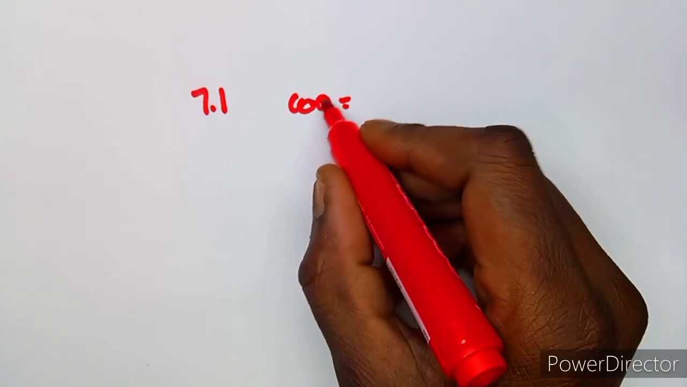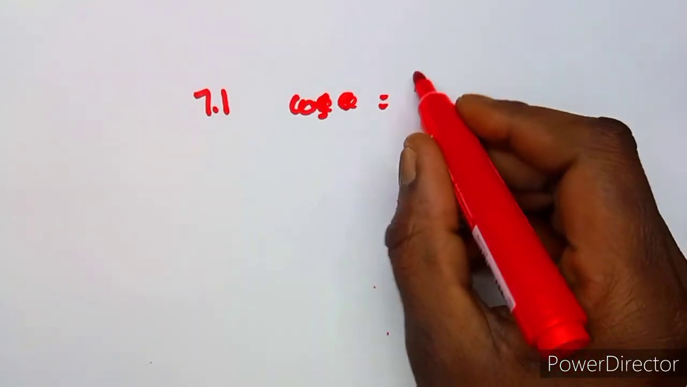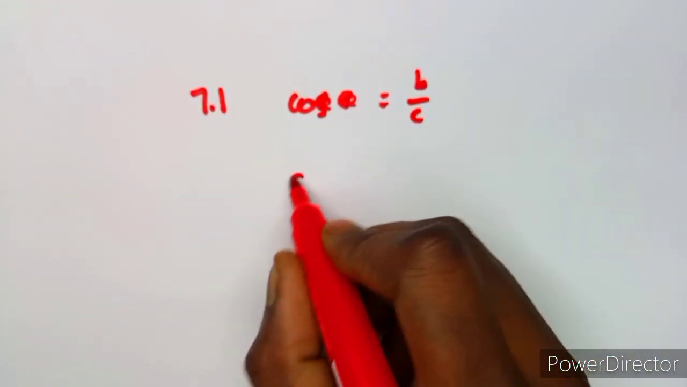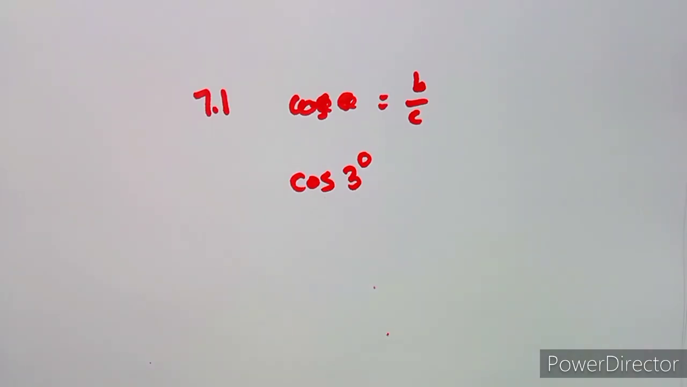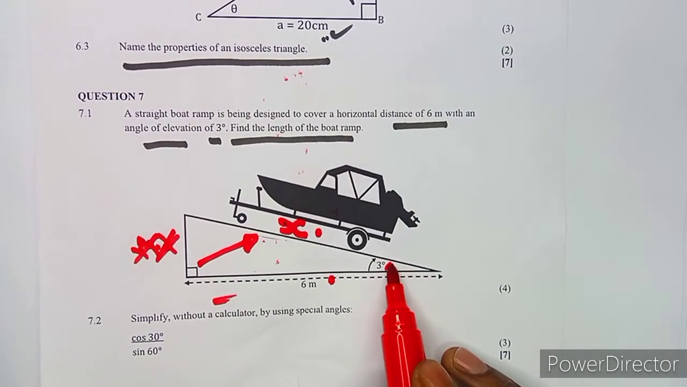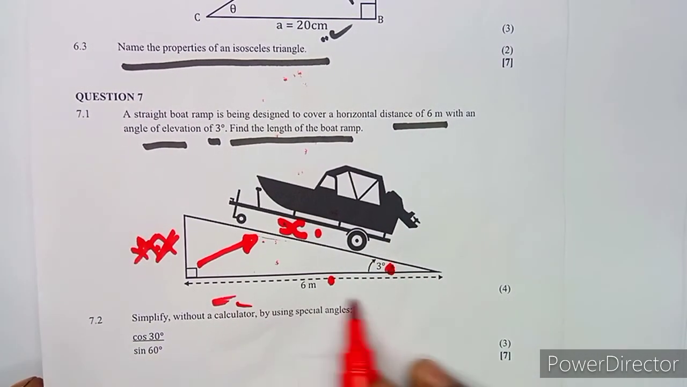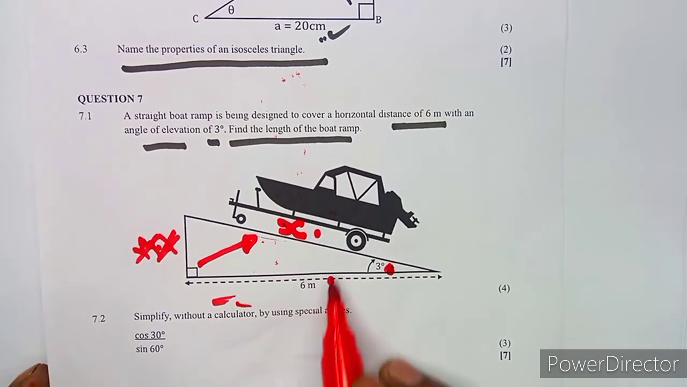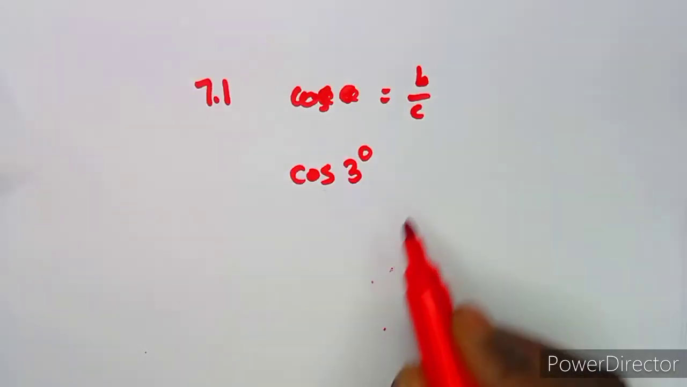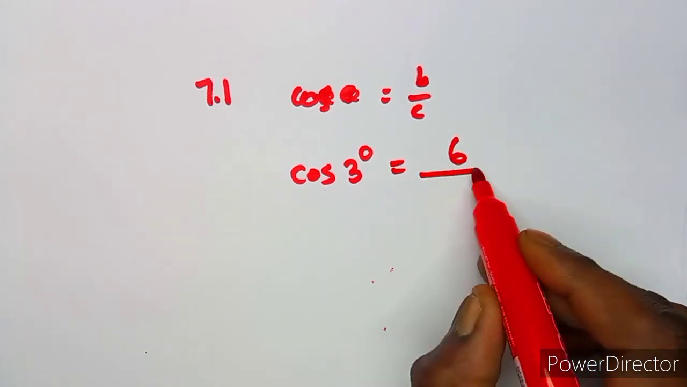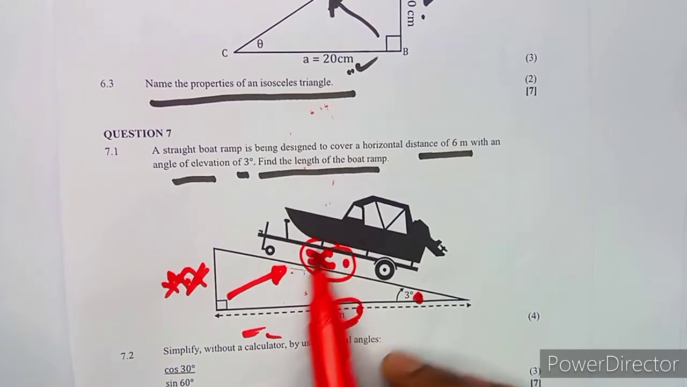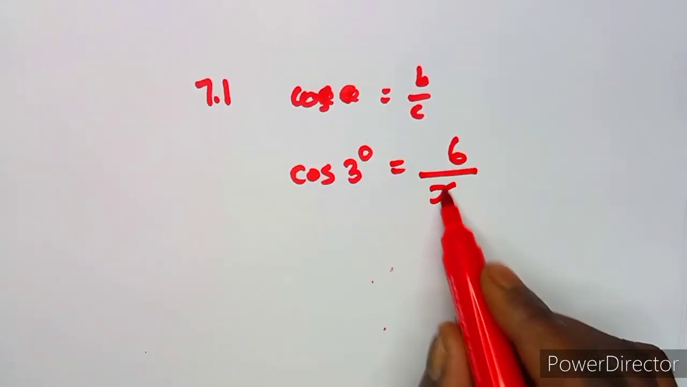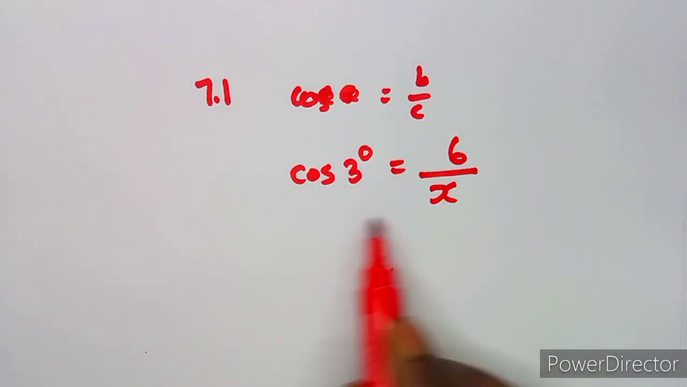which is equal to B over C. So in this case, it's cos 3 degrees. Our theta, take note, guys, our theta here is 3 degrees, and this is our B, which is this side, and this our C. So our B is this 6. So it's 6 over C, our C, which is the one that you want to calculate, the length of the ramp, which you can just write as X like that. Okay, so you have to calculate X.